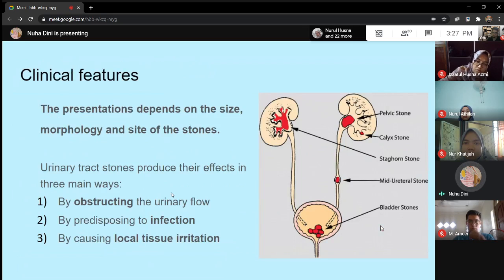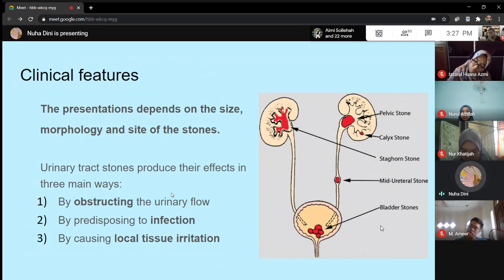So let's move on to the clinical features of urolithiasis. The presentation depends on the size, morphology, and site of the stone. The stones produce their effects in three main ways: by obstructing the urinary flow, either in the pelvic system, in the ureter, or the bladder neck.